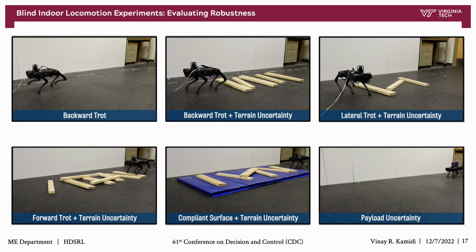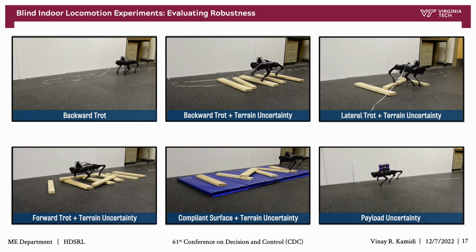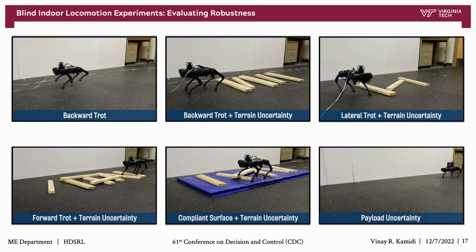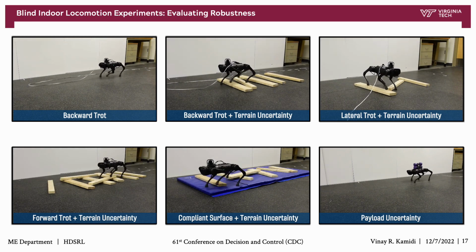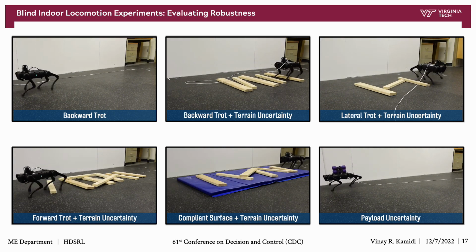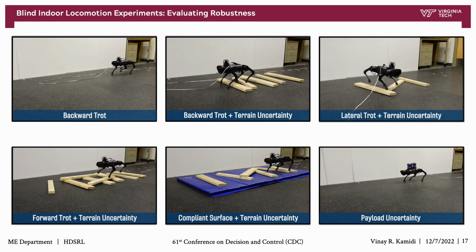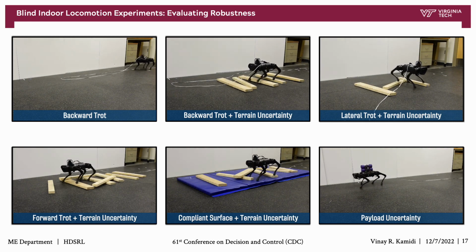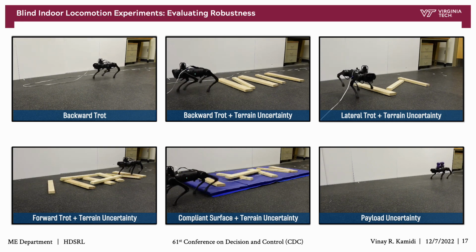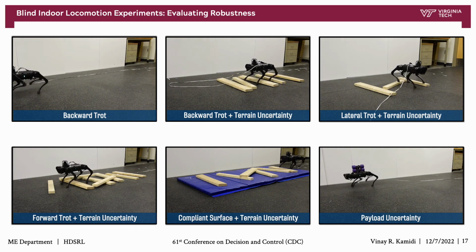A curated list of other experiments with the distributed controller on the A1 quadrupedal robot that were aimed to demonstrate the inherent robustness is shown here. Various gaits and uncertainties were introduced to evaluate the performance of the controller. More particularly, we show backward trot in the presence of terrain uncertainty, lateral trot in the presence of terrain uncertainty, forward trot in the presence of terrain uncertainty. Further, compliant surface and payload uncertainty experiments are also shown here.